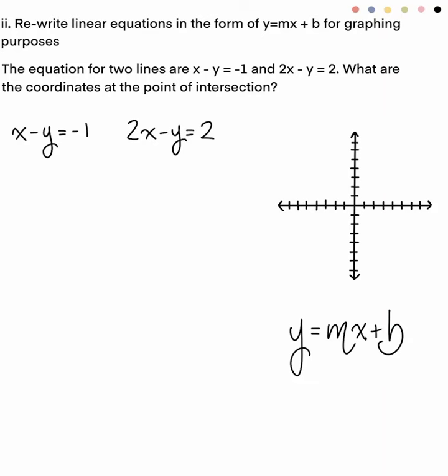So let's rewrite these equations so that we can get them into y equals mx plus b form. Now, you should be able to remember how to rearrange equations. If you don't, we've got another video for that for you to review. So let's just jump right in over here. You could do this a number of different ways, which is a great thing about math.